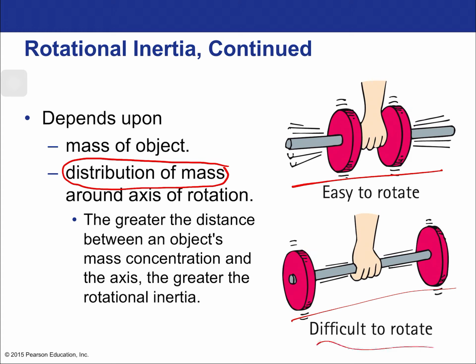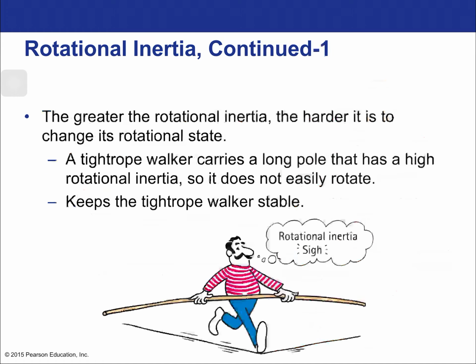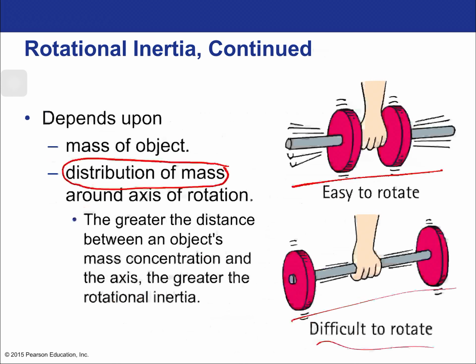You don't just need to know how much of something there is, you also need to know where it's located relative to a particular axis of rotation. Well, it's probably whatever axis of rotation is currently in play. In this case, the axis of rotation would be coming out of the board. It'd be like this.